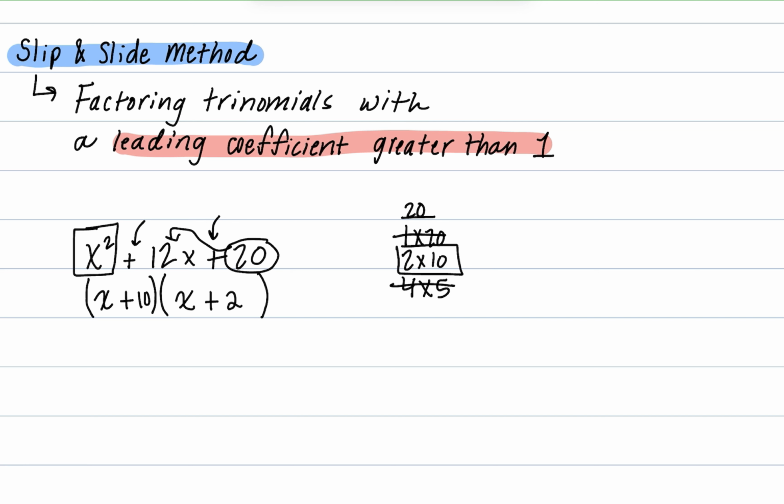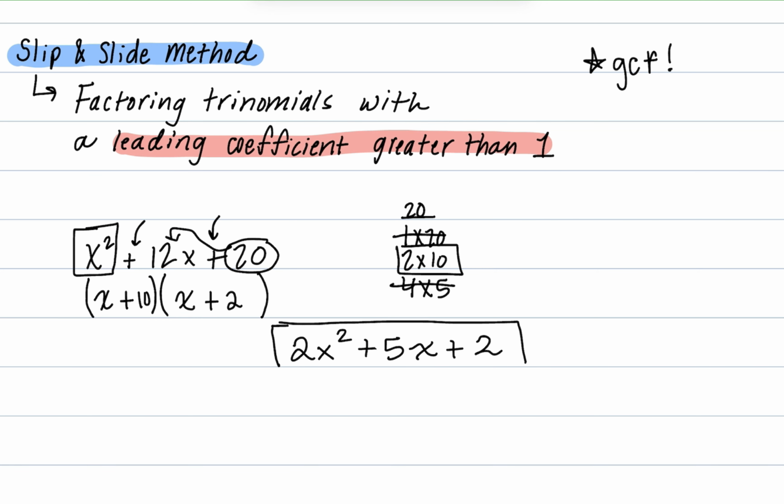But what happens when you have an example like this one? 2x squared plus 5x plus 2. The first thing I want to do, no matter what I'm doing, I always want to check for a greatest common factor and see if I can factor anything out. When I take a look at this trinomial, the GCF is 1, so there's not really much I can do. But what's different than the first example, the one I was calling basic, is I actually have a leading coefficient that's greater than 1. In this case, it's 2.